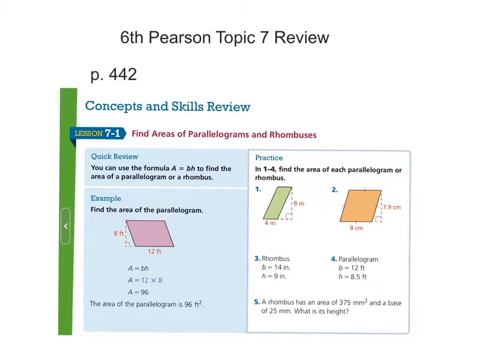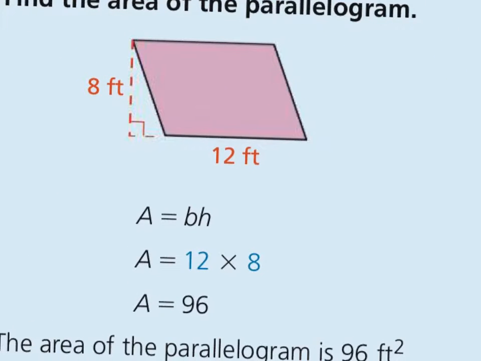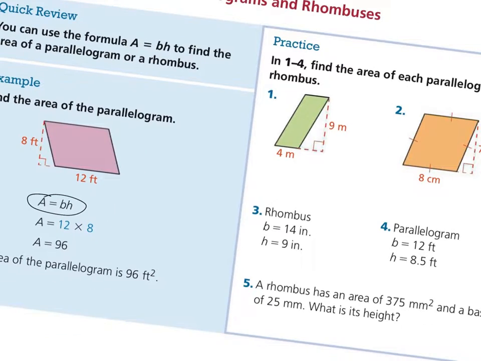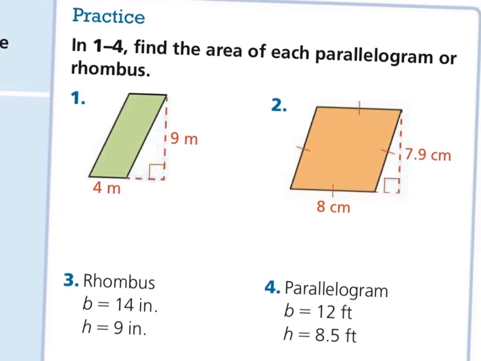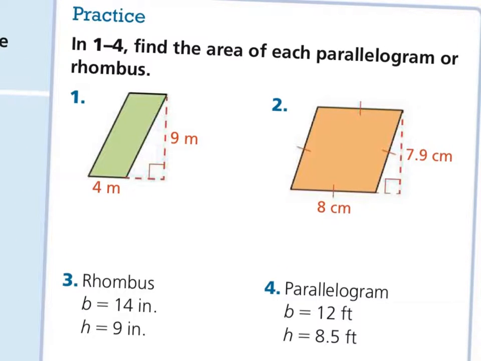Page 442, if we look at lesson 1, was on finding the areas of parallelograms and rhombuses. So the formula will be given to you on your test. Area of that is base times height. So the base and height always meet each other at a right angle. So for number 1, I would suggest go ahead and write down your formula first.